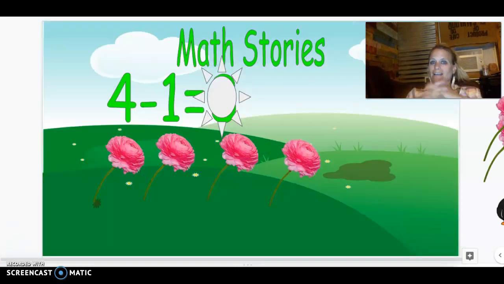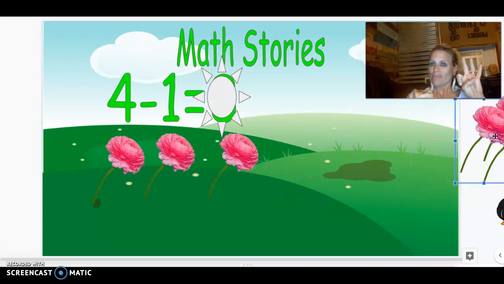Let's do our subtraction story. So if I have 4 flowers and I give 1 away, how many will I have left? That's right, I will have 3. 1, 2, 3.